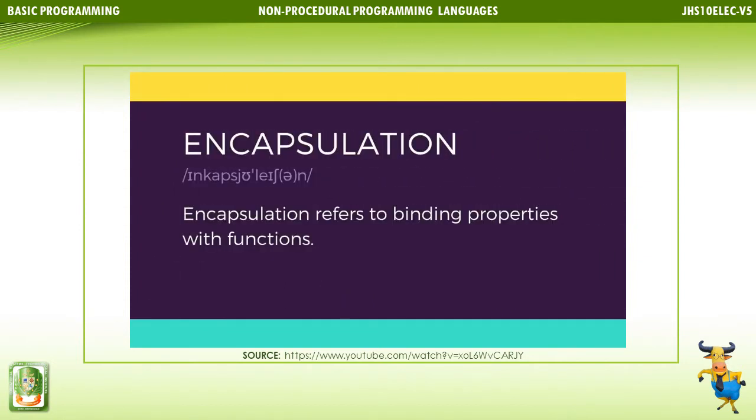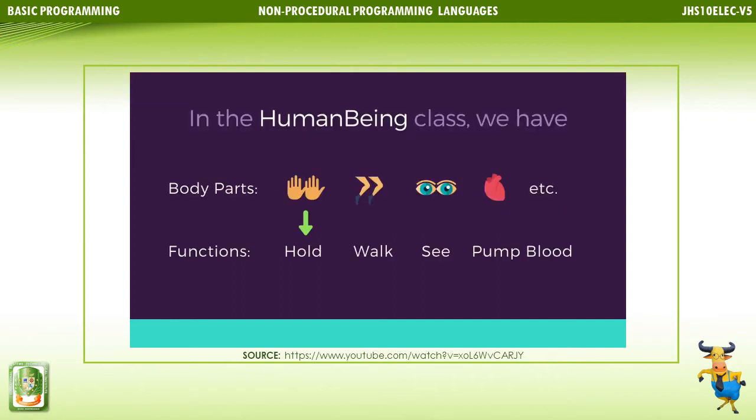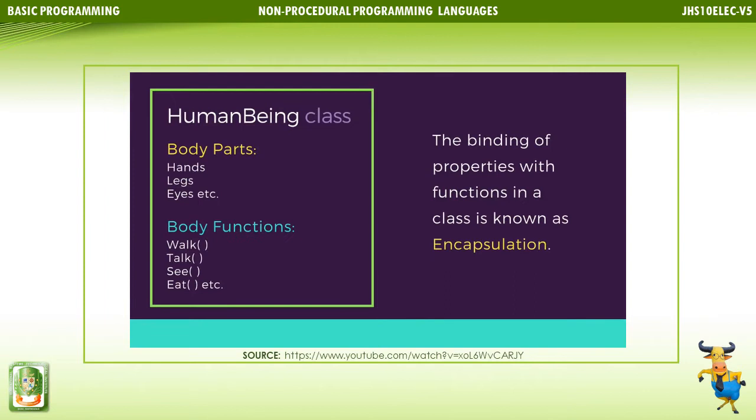Then we have encapsulation. So the concept of encapsulation is a little tricky to explain with our example, but I will try. Our hands help us to hold things. Our legs are bound to help us walk. This binding of properties to functions is called encapsulation.